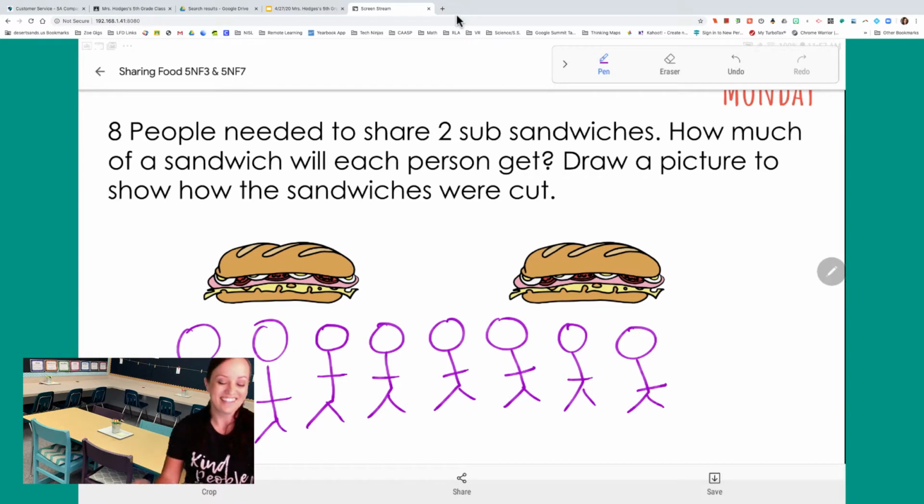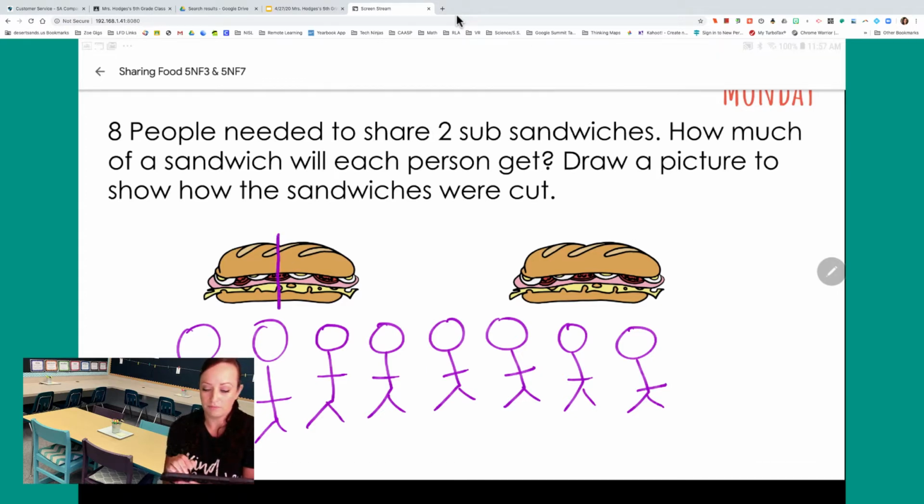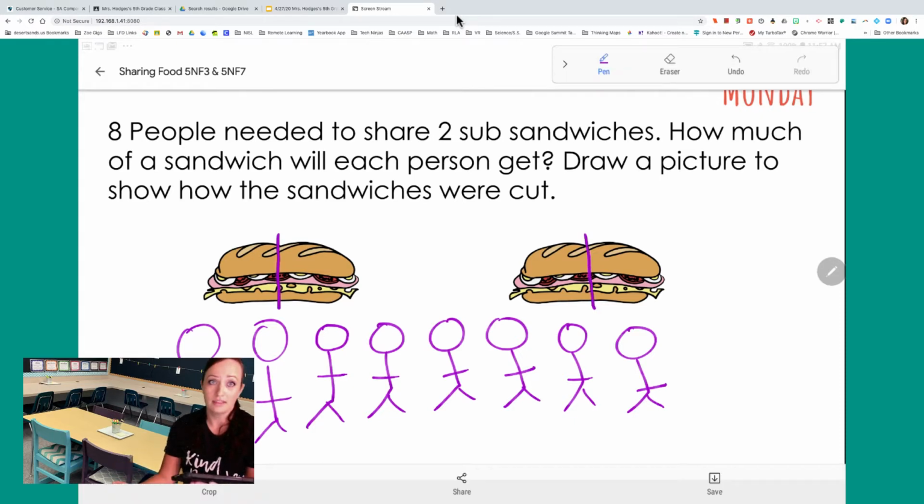All right, so I have 2 sub-sandwiches. So I have to figure out how in the world will I share these 2 sub-sandwiches with 8 people. So if I think about how we practice in class, I might start with dividing them in half. Okay, so if I divide them in half, I now have 4 pieces. Is that going to be enough for my people? Not quite, right? I need to cut it some more.